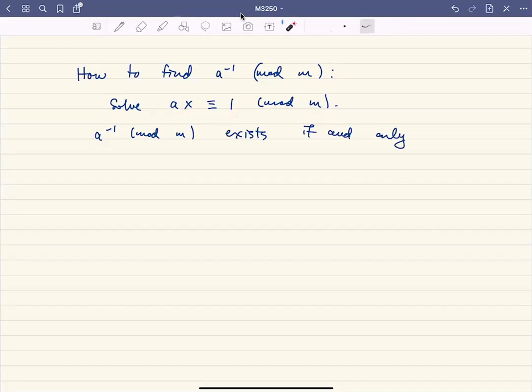And that's going to happen if and only if the greatest common divisor of A and M is 1, because the only number that divides 1 is 1, and of course, -1, but the greatest common divisor is positive. So the greatest common divisor of A and M is 1. That'll be the only time when A has a multiplicative inverse.